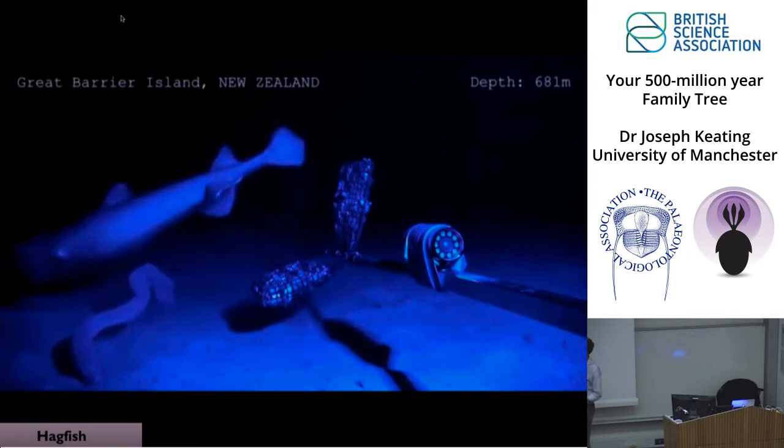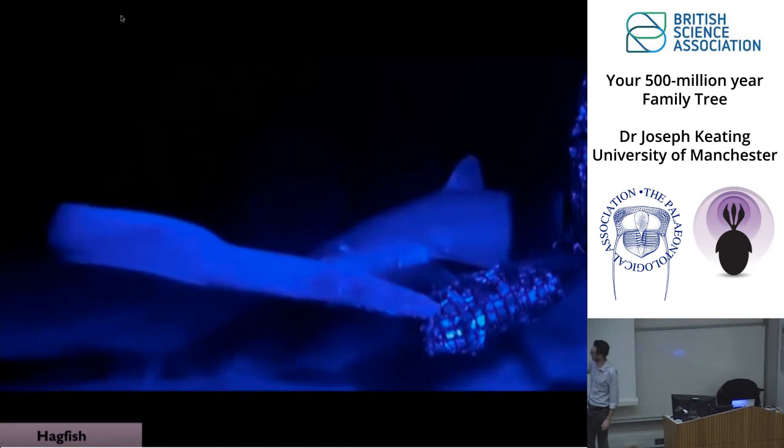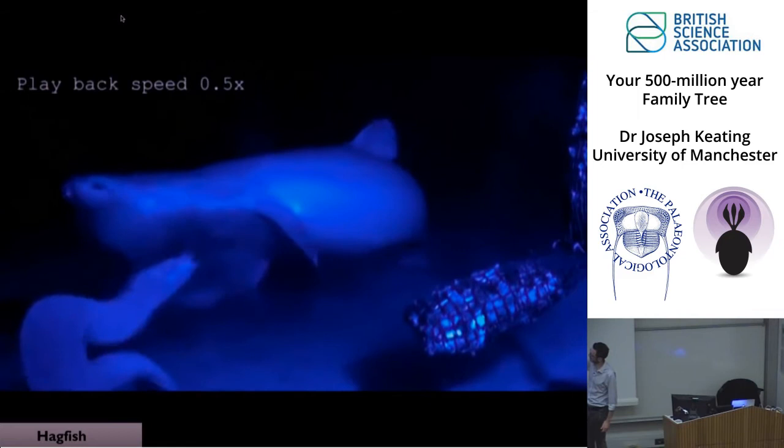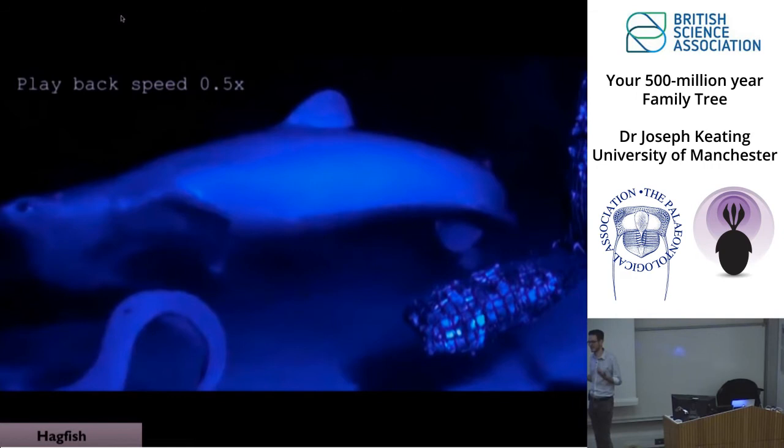If we look at the slow motion replay, we see it's biting, and then it starts flushing its mouth. It's because the hagfish has become agitated, released the proteins into the shark's mouth, clogging up the gills. So the shark has to flush its gills out with water or it'll risk suffocation. So it's a really effective defense measure.